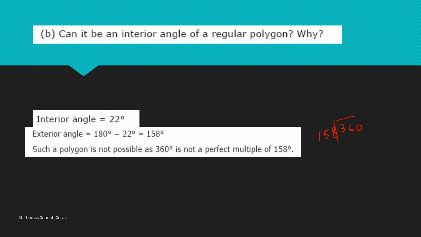So if the remainder is 0, you say it is possible. Not 0, not possible. So such a polygon is not possible as 360 is not a perfect multiple of 158 degrees. So when you divide, you can understand that the remainder is not 0. So we can say that it is not a perfect multiple of 158 degrees. So this polygon is not possible. It's clear?